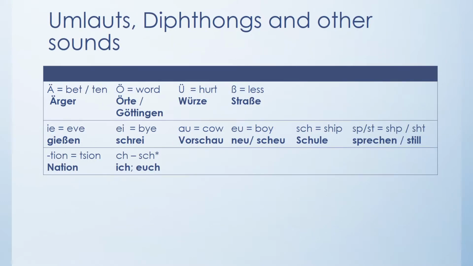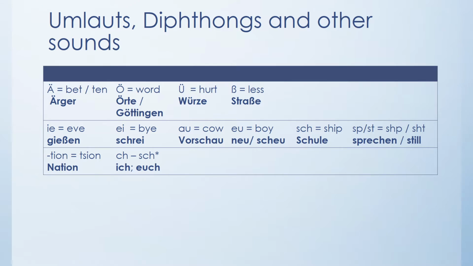Okay, so now we're going to get into umlauts, diphthongs, and other sounds. So the E is going to be like the E in bet or 10. And so you pronounce that as ega, not arger and not ega, but ega. It's almost a little bit like the E in egg, ega.